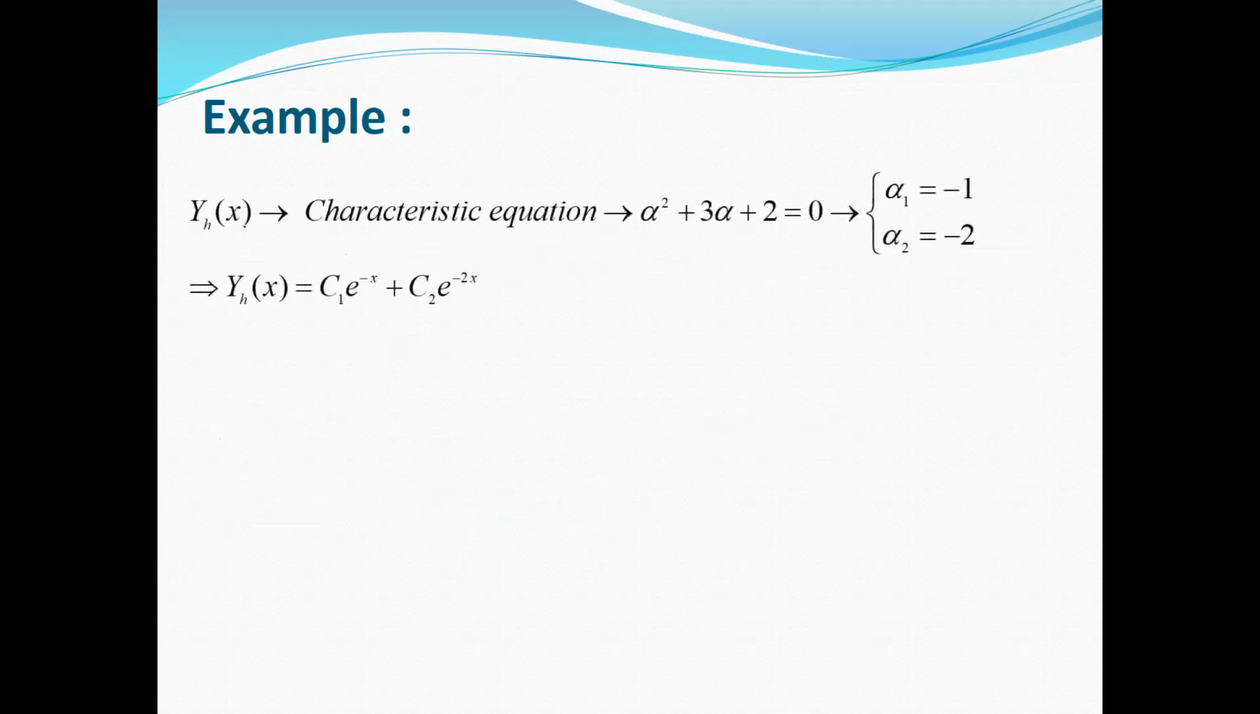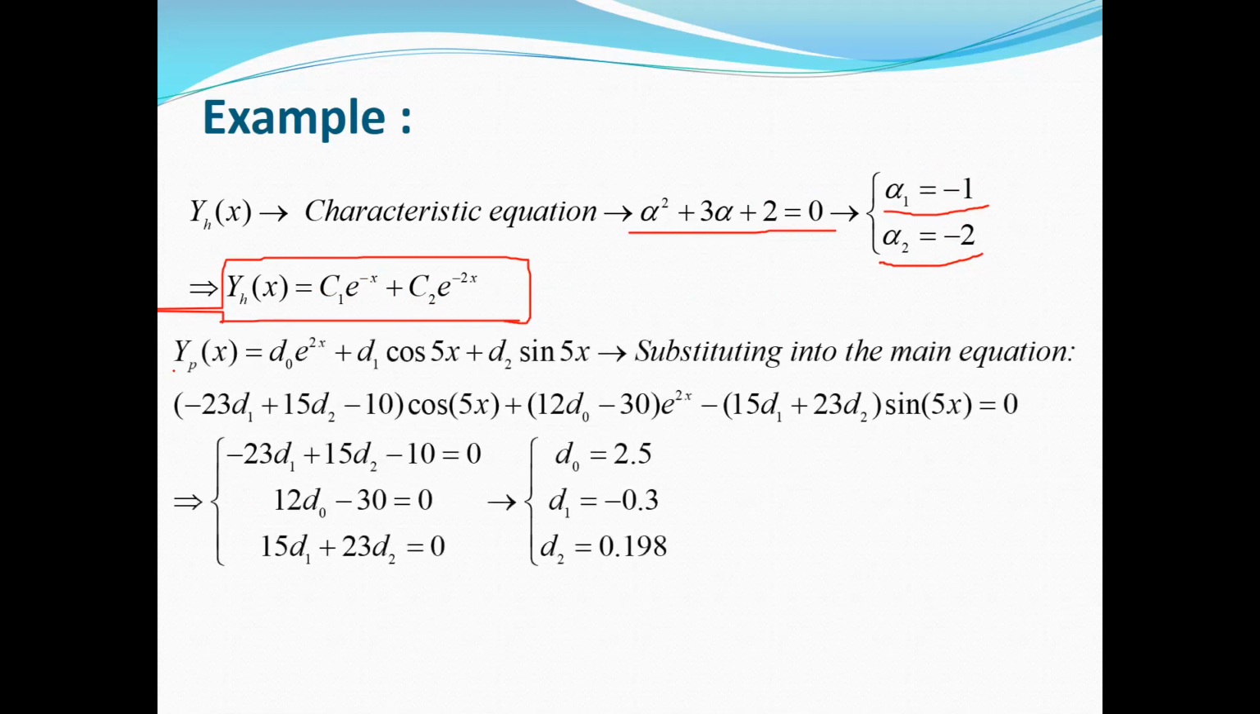To find the homogeneous response, we need to obtain the roots of the characteristic equation. If you solve this equation, the roots are equal to -1 and -2. And we can calculate that the homogeneous response is equal to C1 times exponential alpha 1 x, where alpha 1 is -1. So it will be C1 exponential minus x plus C2 times exponential alpha 2 x, where alpha 2 is -2. So this is the homogeneous solution for this equation.